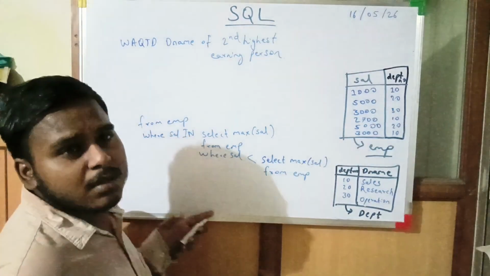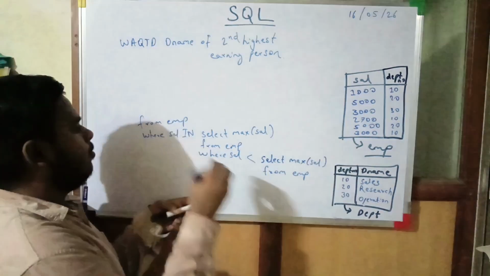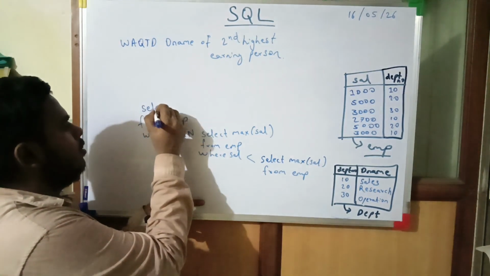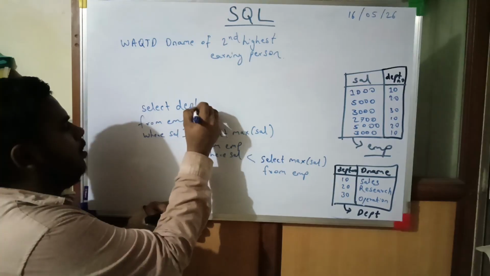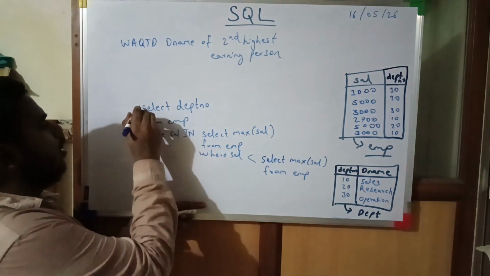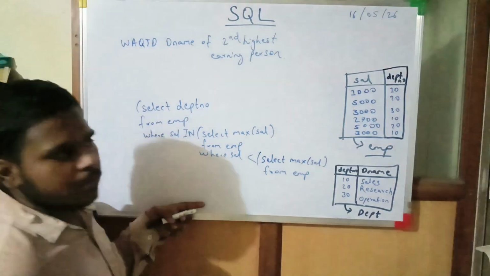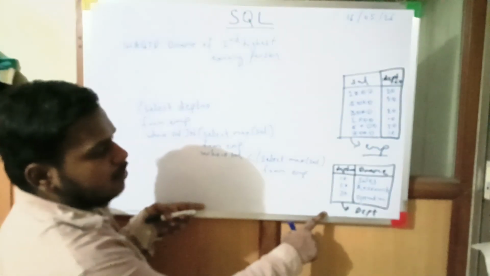because sal is present in which table? EMP table. Which column do I want? Department number, to jump from EMP to DPT. So select department number. Now what do I need to compare here again? Department number now. In which table do I want DName? DPT table.